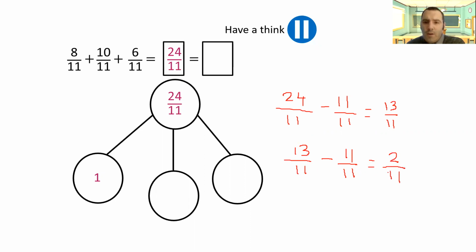So our denominator is staying the same. We're subtracting 11 from 13 to leave us with 2. So I've got another 1 there, 11/11. What's the remainder is 2 11s. So the wholes, I've got 2 of those, and I've got 2 11s as my remainder. So I have 2 and 2 11s.